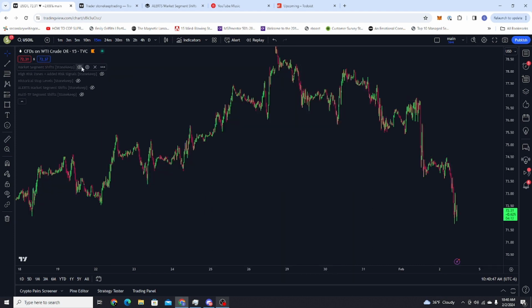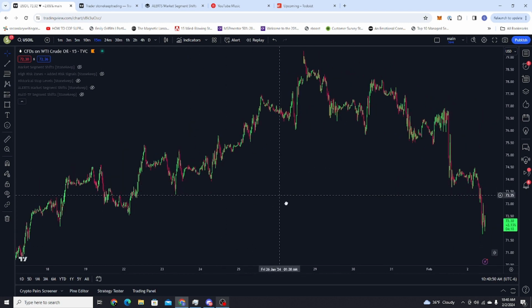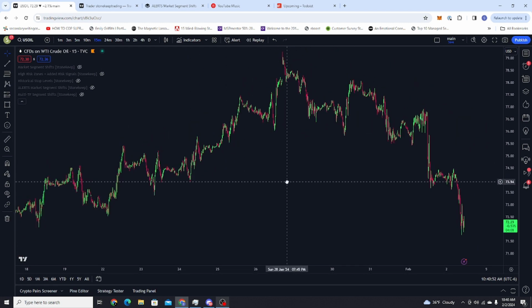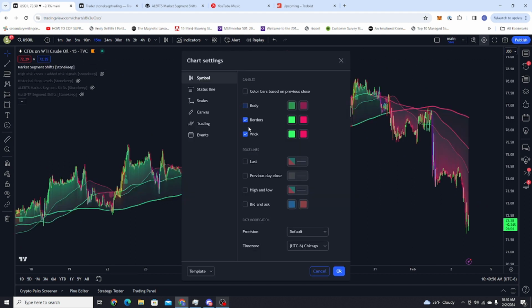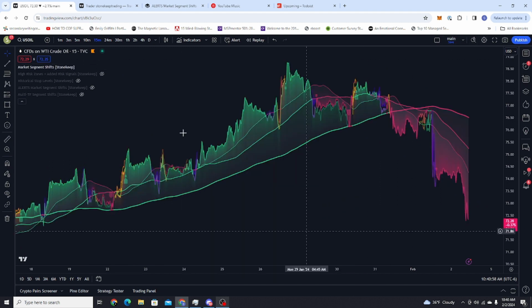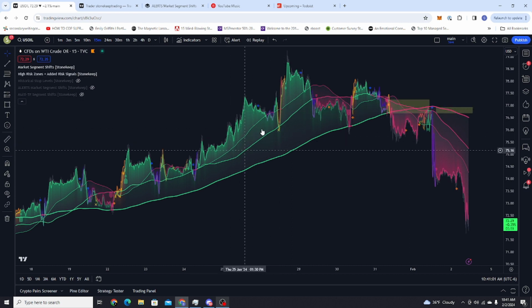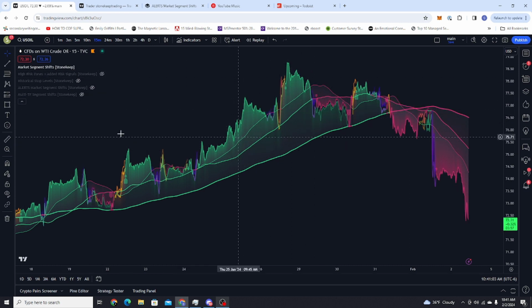rather than if you turn this off and you're just looking at candles here. I mean, trying to decipher what's going on here becomes a lot harder. But when we have this, and I like to keep my candles off, and when we turn the high risk zones on, we now have these gray candles here, but I'll get to that in a second.